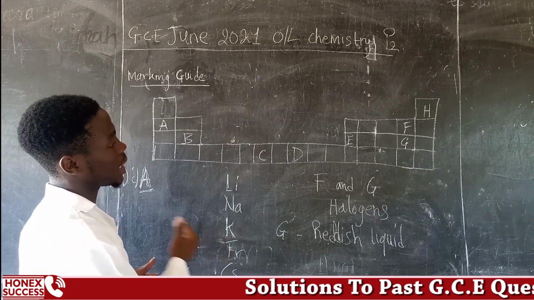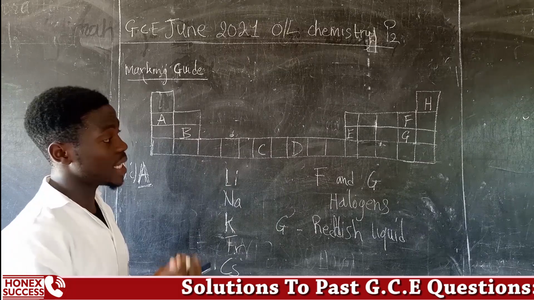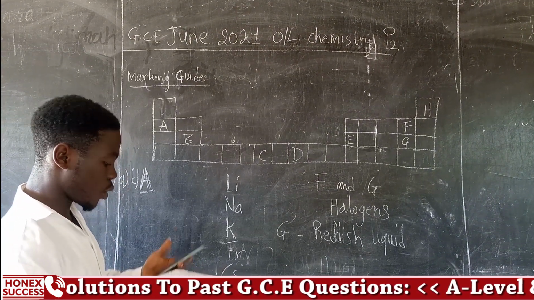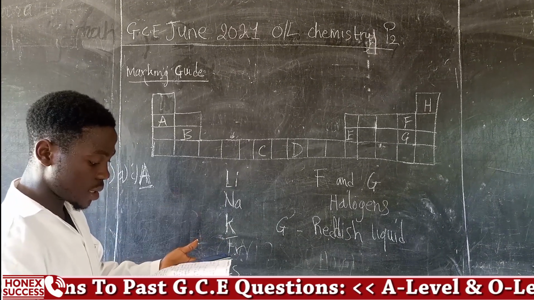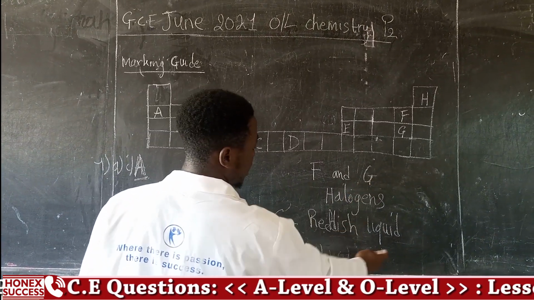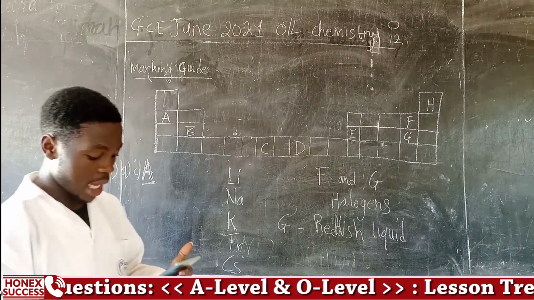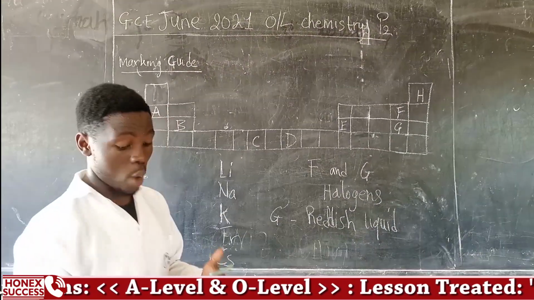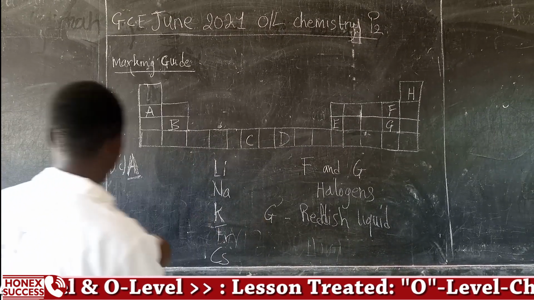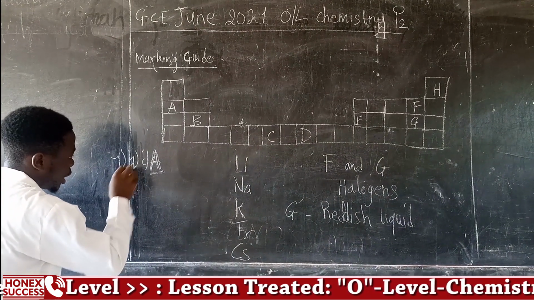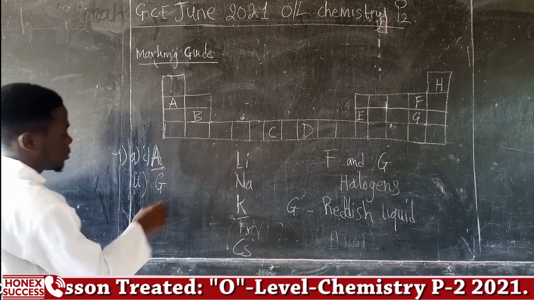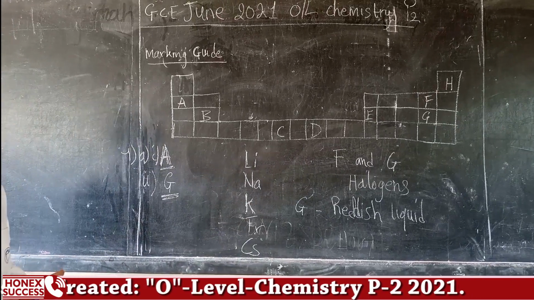We go by elimination. We eliminate the ones which we can eliminate, then we compare now the remaining options that we have to see which one is best suitable to answer that question. So F and G are halogens. They are both liquids at RTP, but G is our reddish liquid at RTP, whereas F is white in color. So our answer here is G. That's question A, Roman 2. So we have element G.